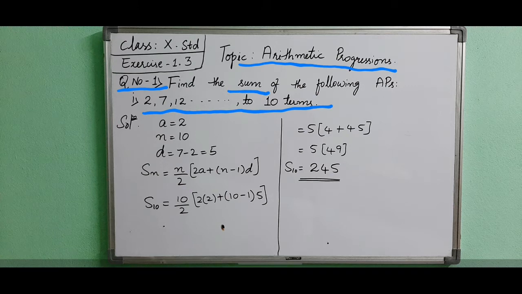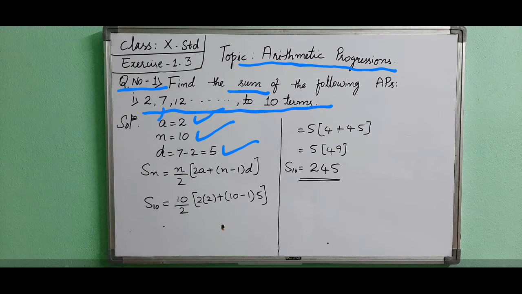Only 3 terms are given here, 2, 7 and 12. Likewise, if we write 10 terms and add them, what will be the sum? That we have to find here. a, the first term, is given as 2, and up to 10 terms, n is 10. d is nothing but the difference of two consecutive terms.